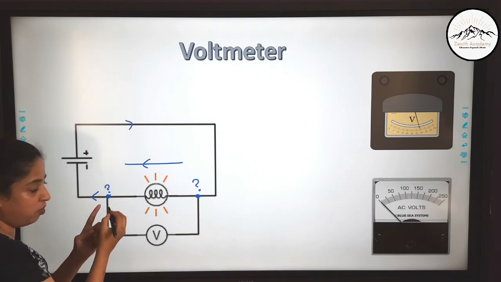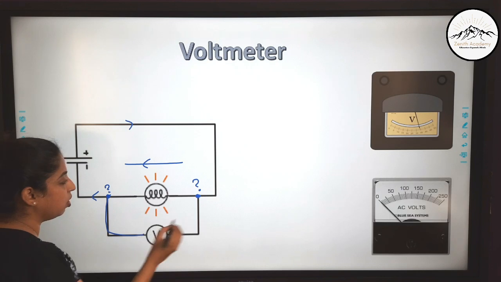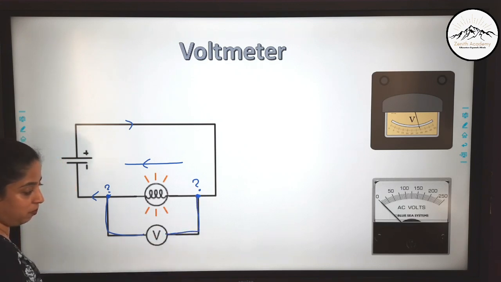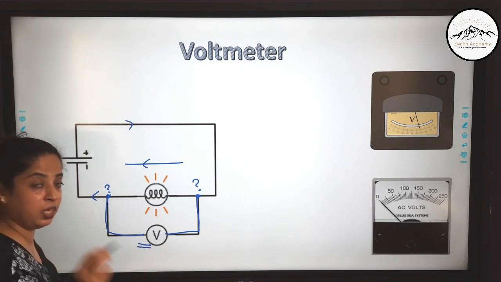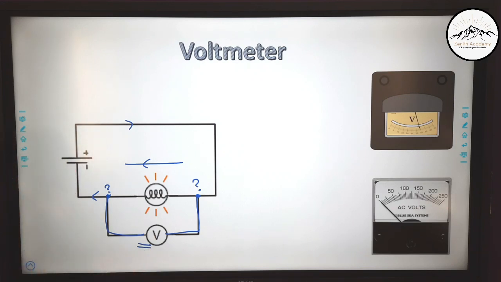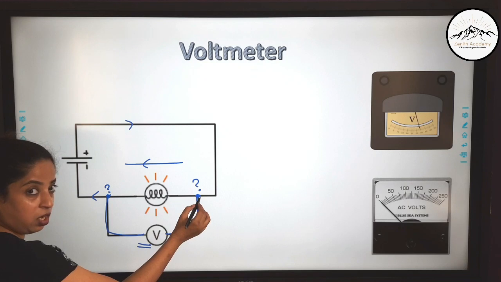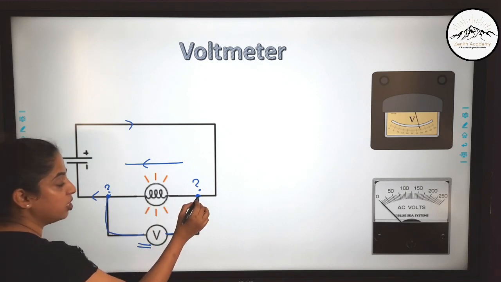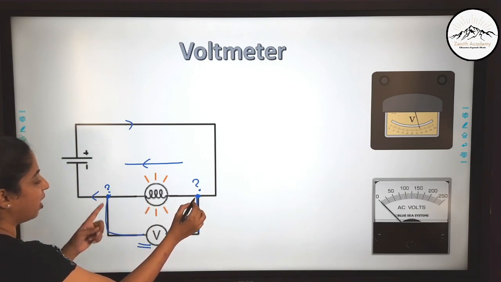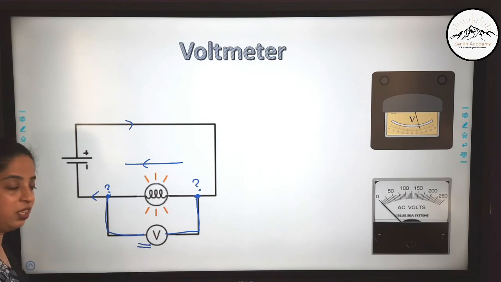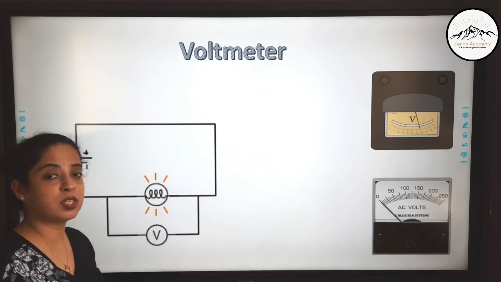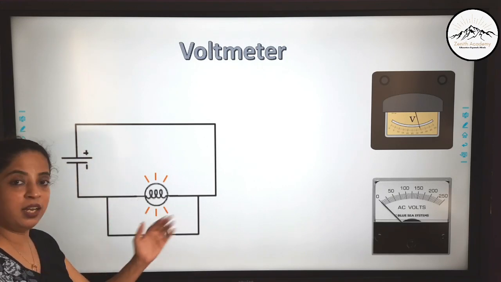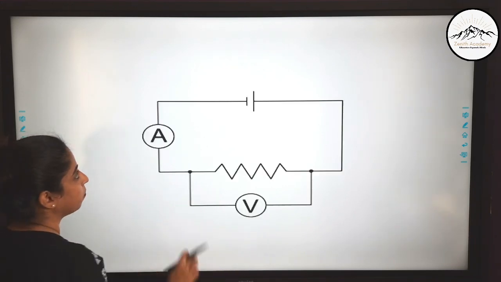So how can we measure? By attaching the voltmeter in parallel. So you should always remember that voltmeter is attached in parallel because it wants to measure the potential across the ends of a device, and that can be done only by attaching it in parallel. So what is the use of voltmeter? It measures the potential difference applied across the ends.